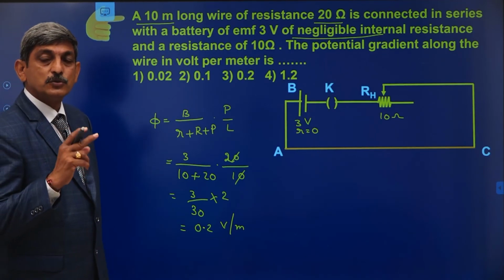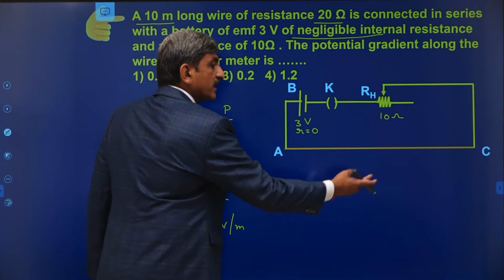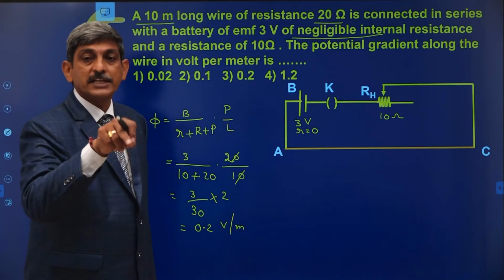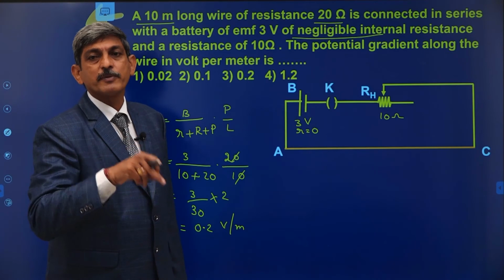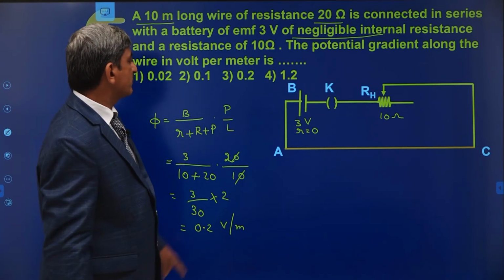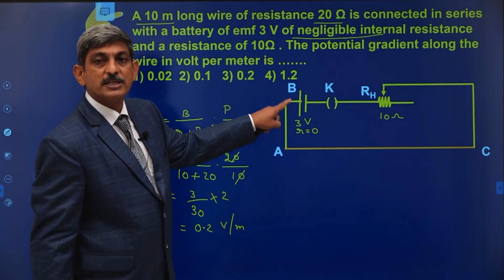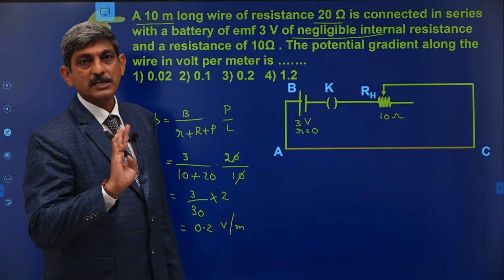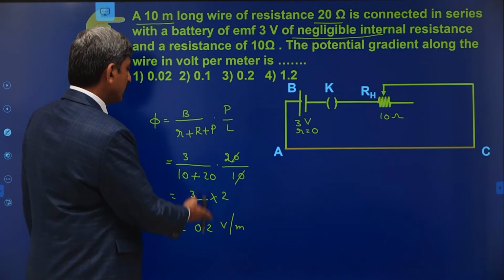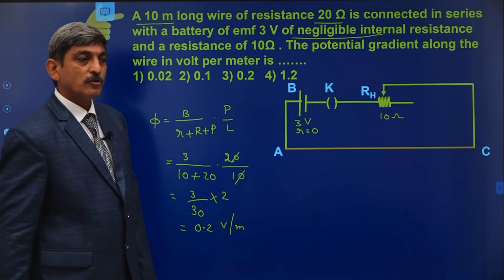Sometimes, to confuse you, a battery is connected in the secondary circuit for which the internal resistance may be mentioned in the problem. Remember, in this equation, this r stands for the internal resistance of the battery which is connected only in the primary circuit, not the secondary circuit, right? Now, the potential gradient is found to be 0.2 volt per meter.